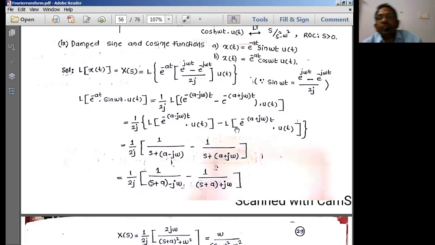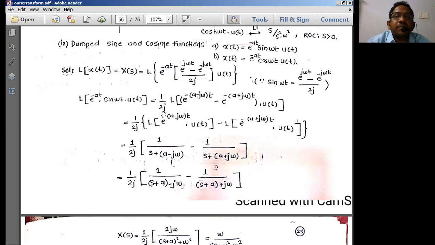So in the exam, if at all it is asked to find the Laplace transform and region of convergence for damped sine and cosine functions, what do you have to write? Simply you have to write the sine function as e power minus at sine omega t, and the cos function as e power minus at cos omega t, into u of t. Now that's it. Once you write this simple task, simply expand this function. Now what is sine? E power j omega t minus e power minus j omega t by 2j. So just simply expand it.